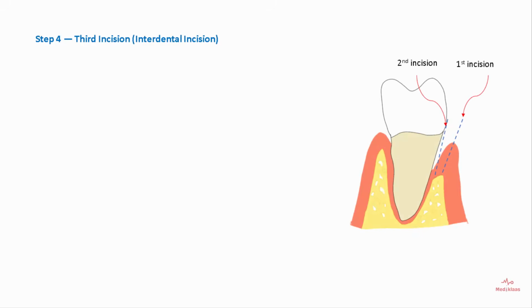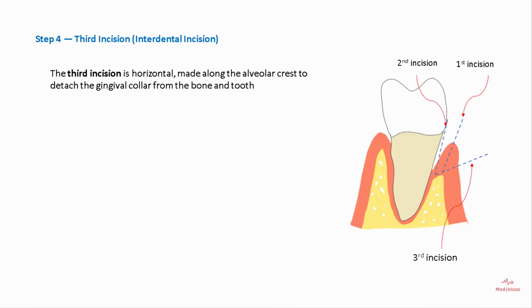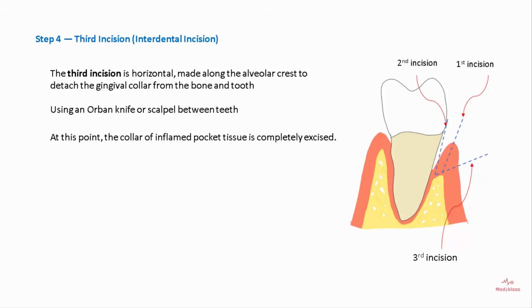Step 4 involves the third incision, or the interdental incision. It is a horizontal incision made along the alveolar crest to detach the gingival collar from the bone and the tooth. An Orban's knife can be used, or even the scalpel can be placed between the teeth. At this point, the collar of the inflamed pocket tissue is completely excised.